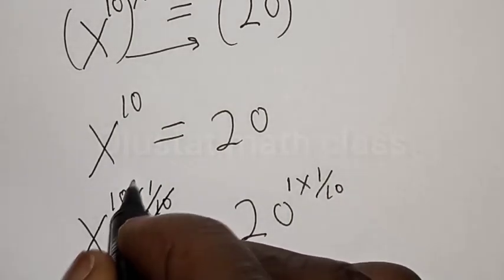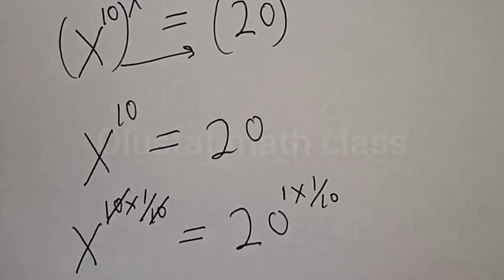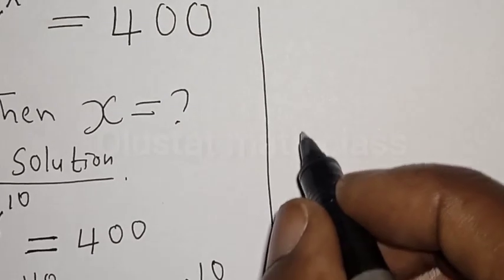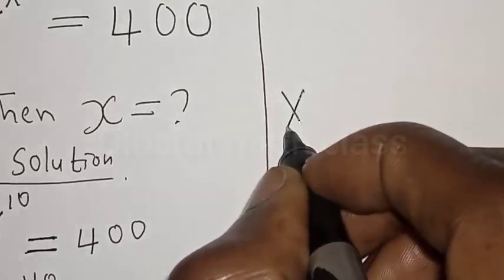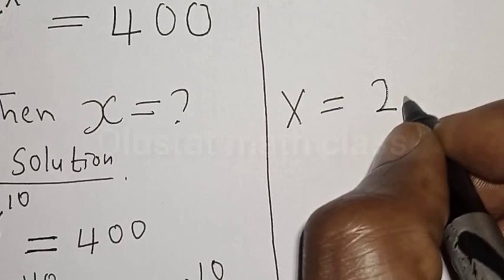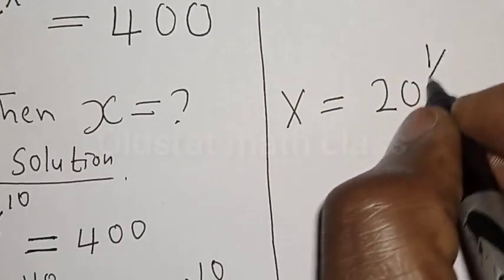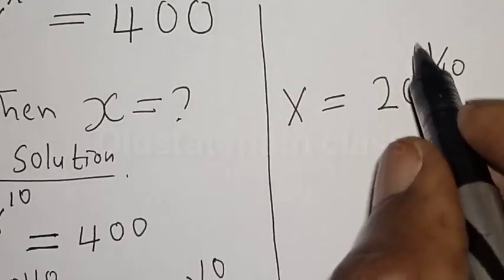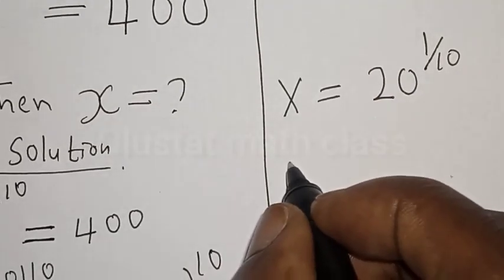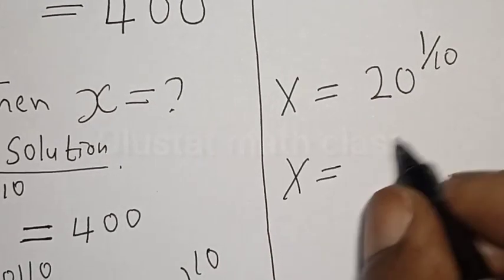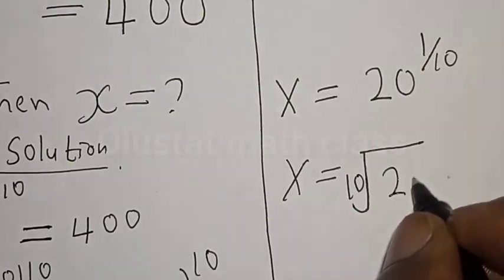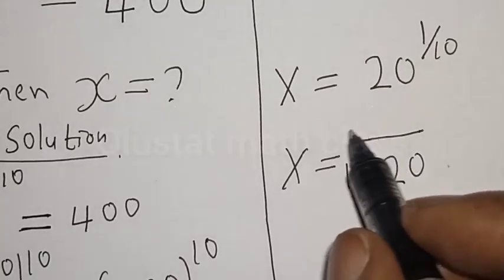Then this one will cancel this. Then we have s is equal to 20 raised to power 1 divided by 10. Then our final answer is s is equal to what? The 10th root of 20. That is the final answer.